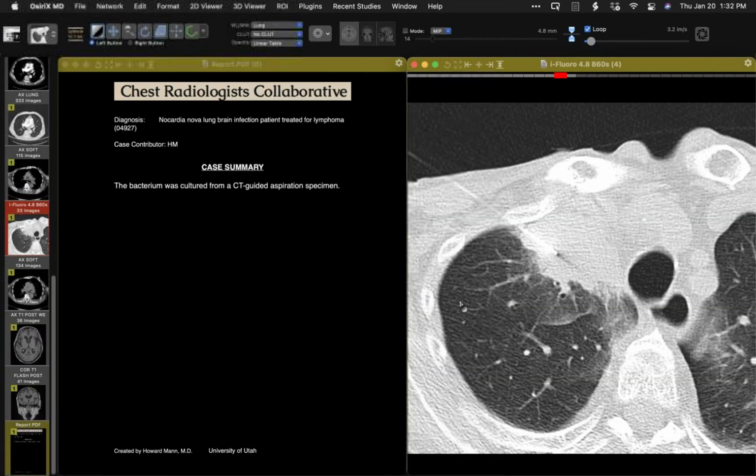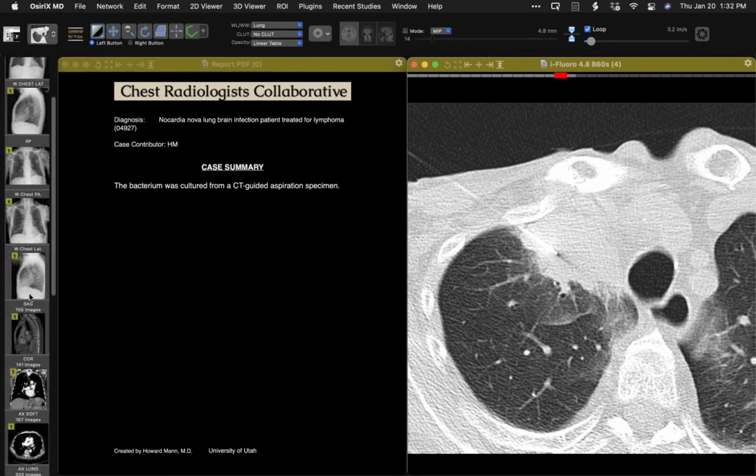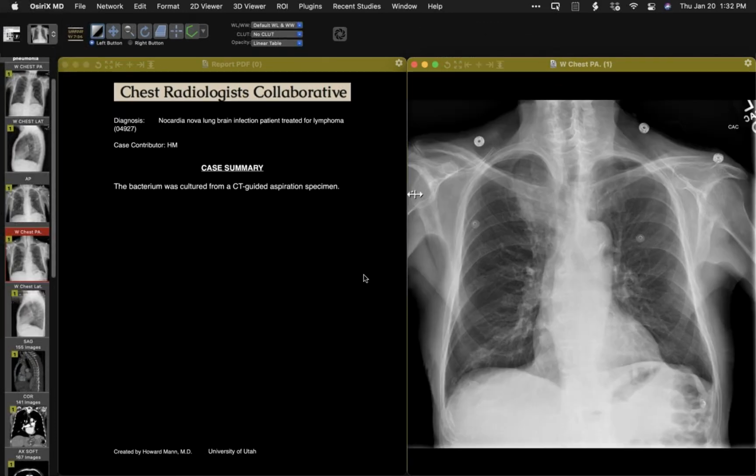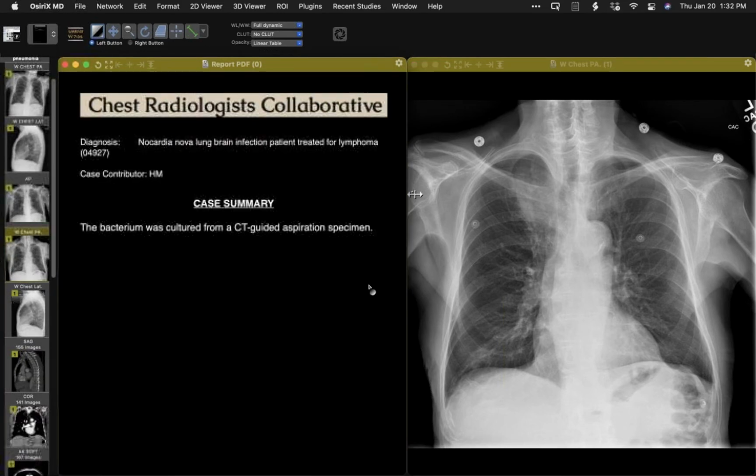Yeah. The other thing that Nocardia likes is to go to the upper lungs. So that was my first consideration here, given how high this thing was. So Nocardia likes the lung apices, and fungi don't like that location as much.